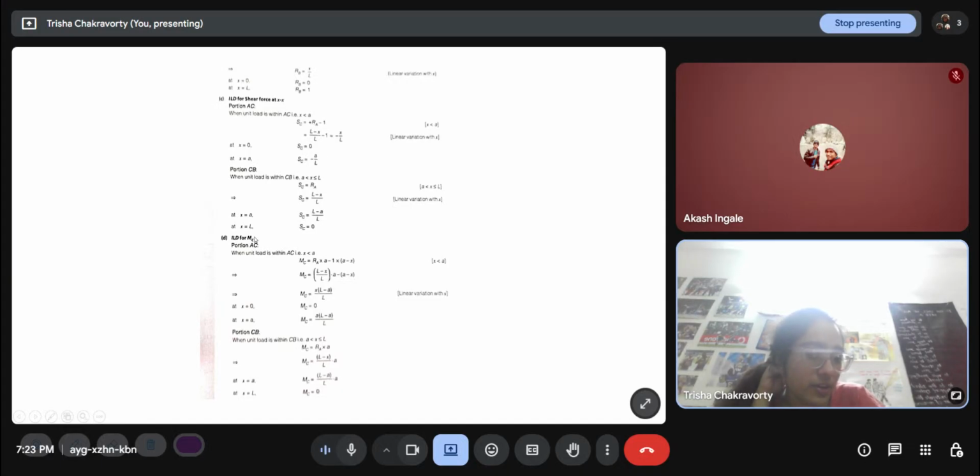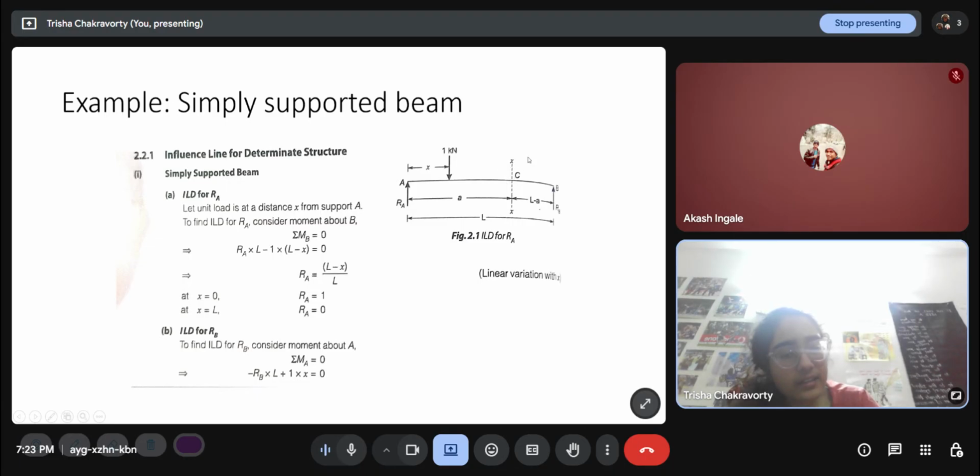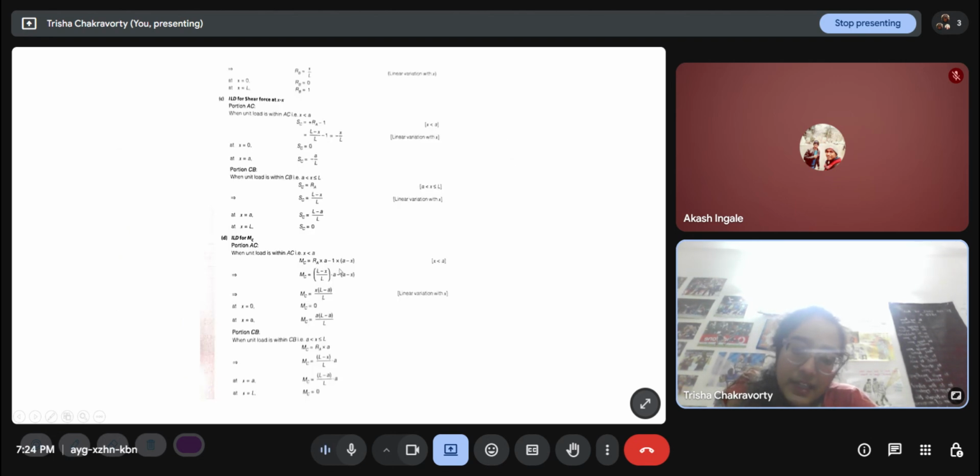Now the influence line diagram for moment at C. Again we approach in the same way. In portion AC, when the unit load is within AC, that is x less than a, MC is RA into a minus 1 into (a minus x). So again we put the value of RA here. The expression of RA is (L minus x) by L, into a, minus (a minus x). This is also a linear variation again.